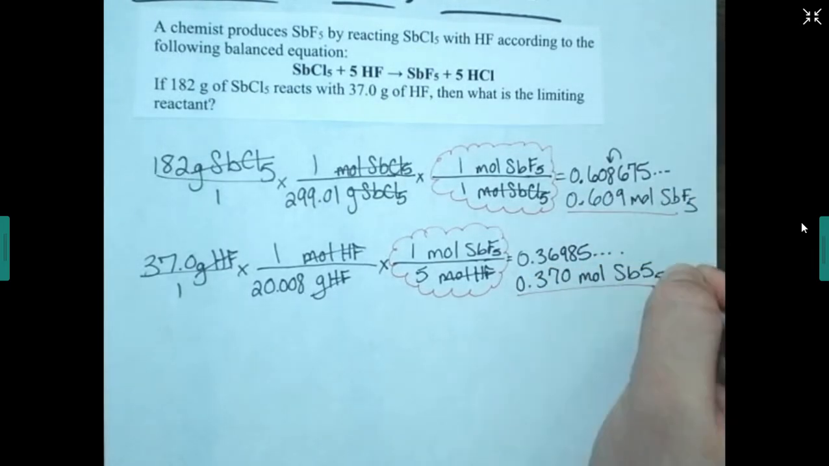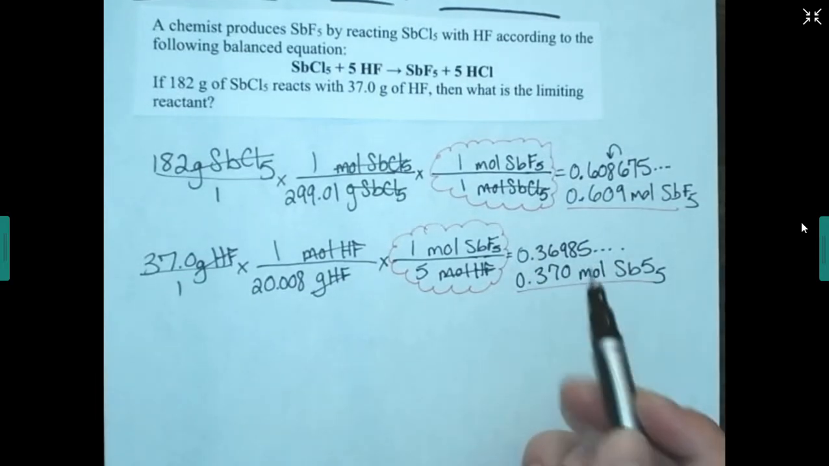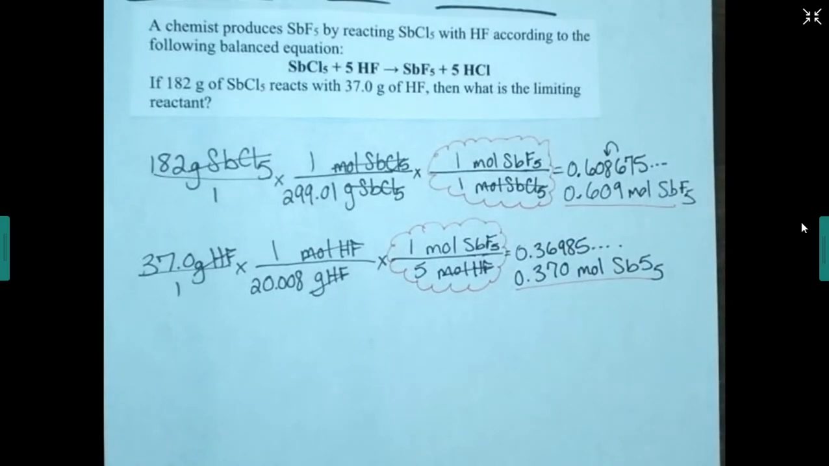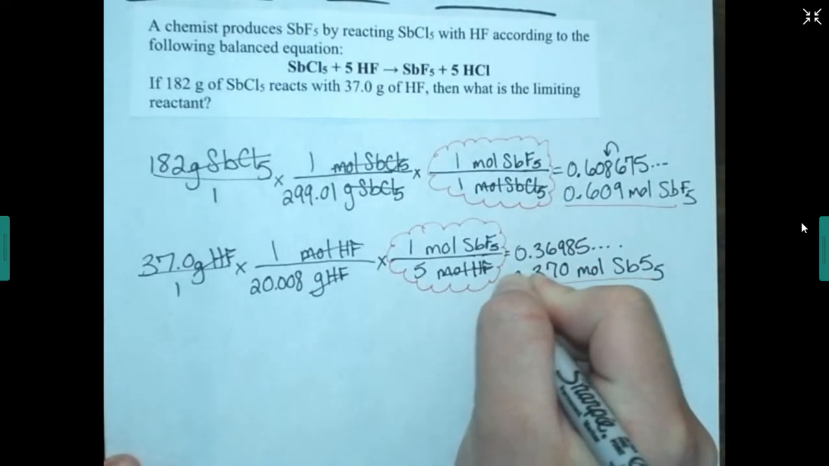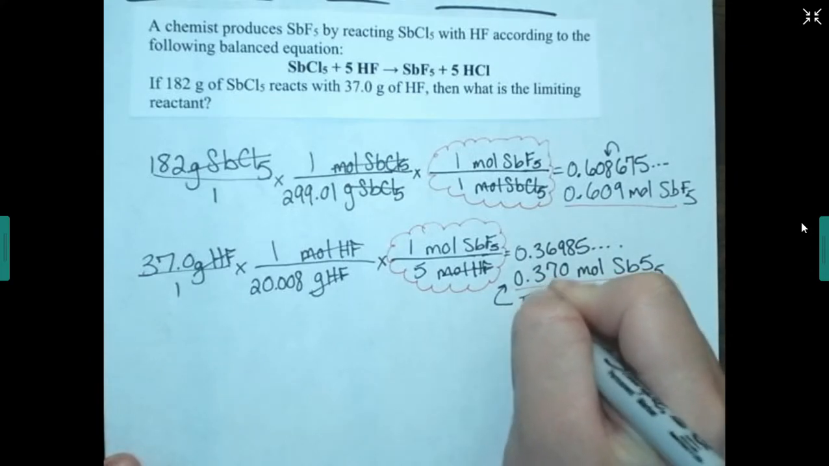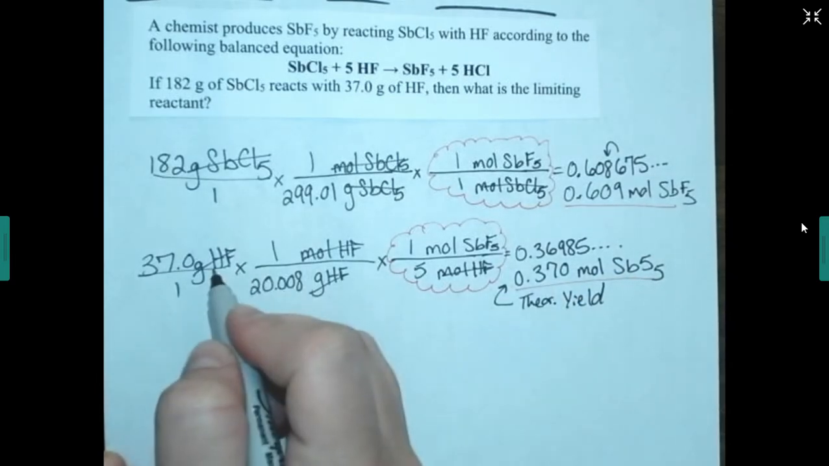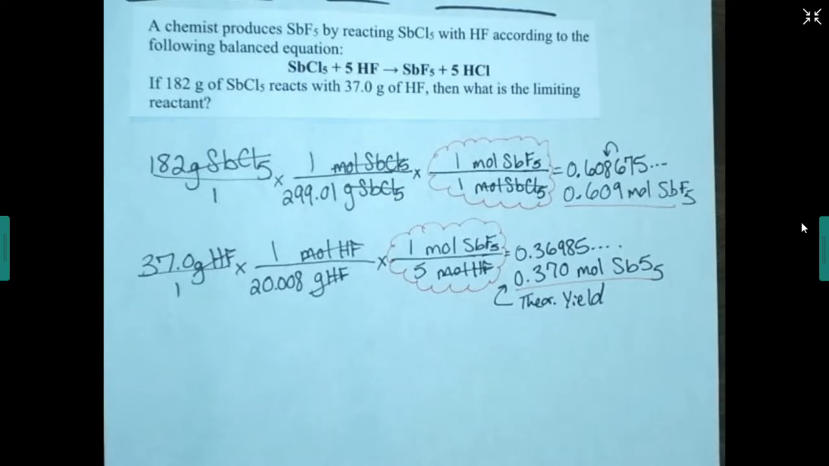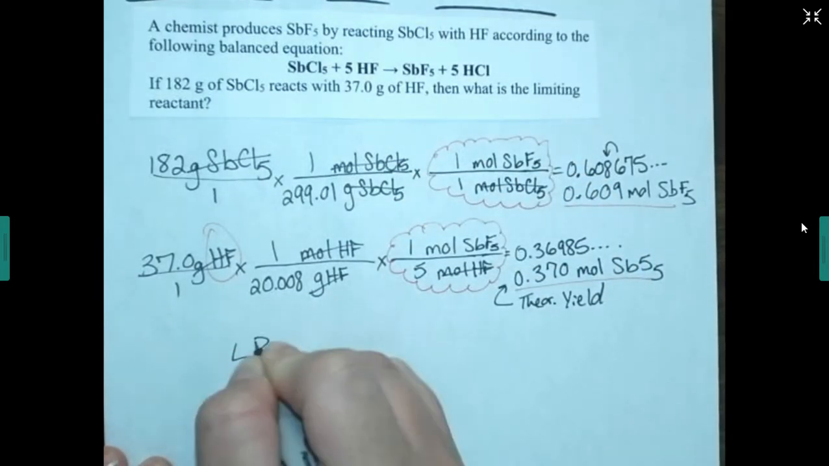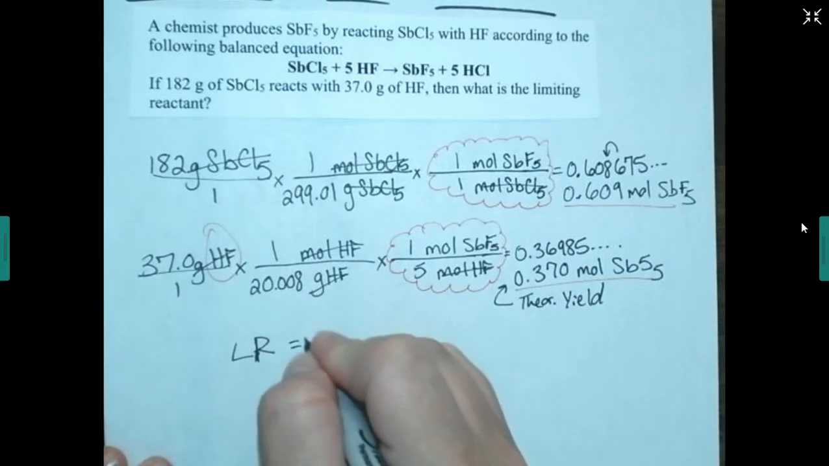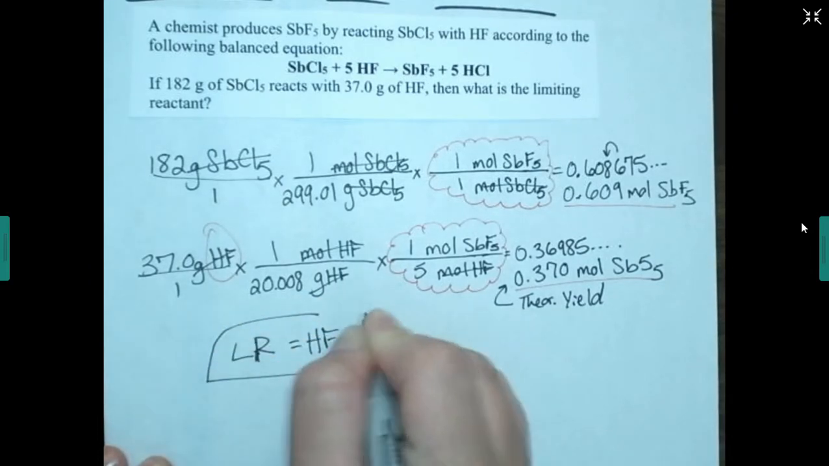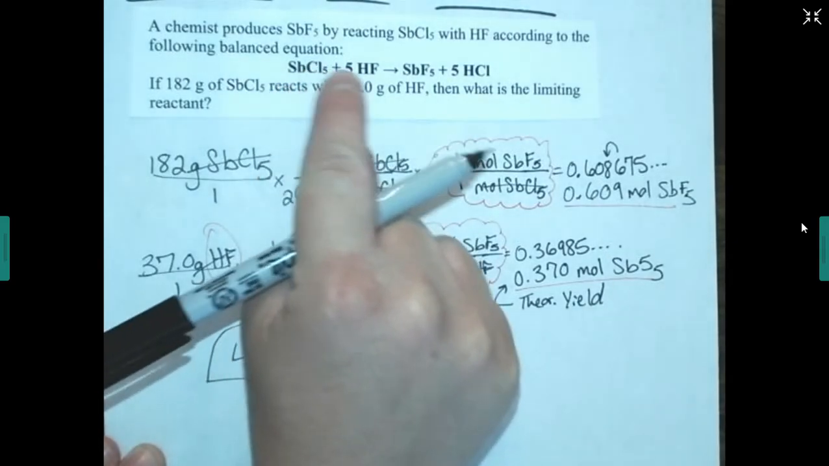So you look at these two, and you say, which one is smaller? The smaller answer is this one. Okay, so that tells me this smaller answer is my theoretical yield, and it tells me that HF is my limiting reactant. Okay, so remember, your limiting reactant. So the answer to my question, what is the limiting reactant? Limiting reactant is HF. Remember, your limiting reactant has to be a reactant. It has to be one of your two reactants.